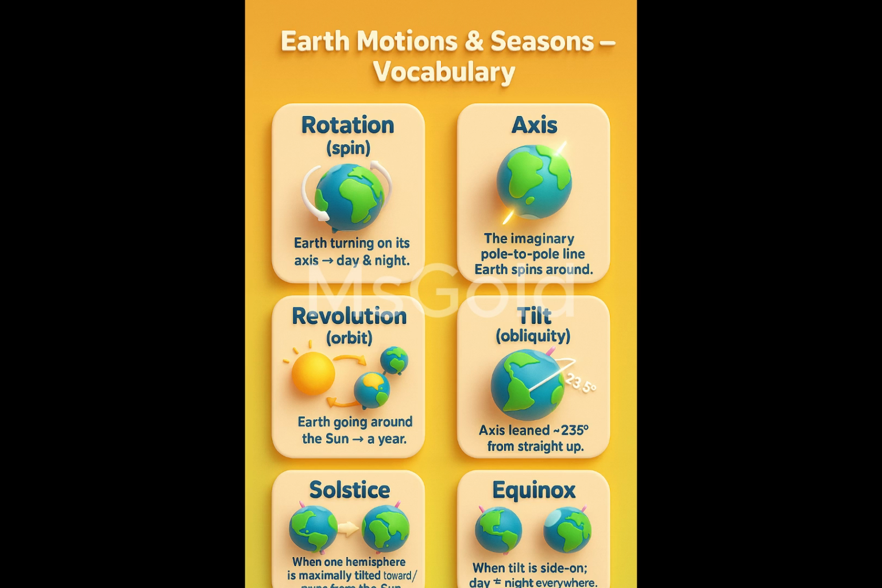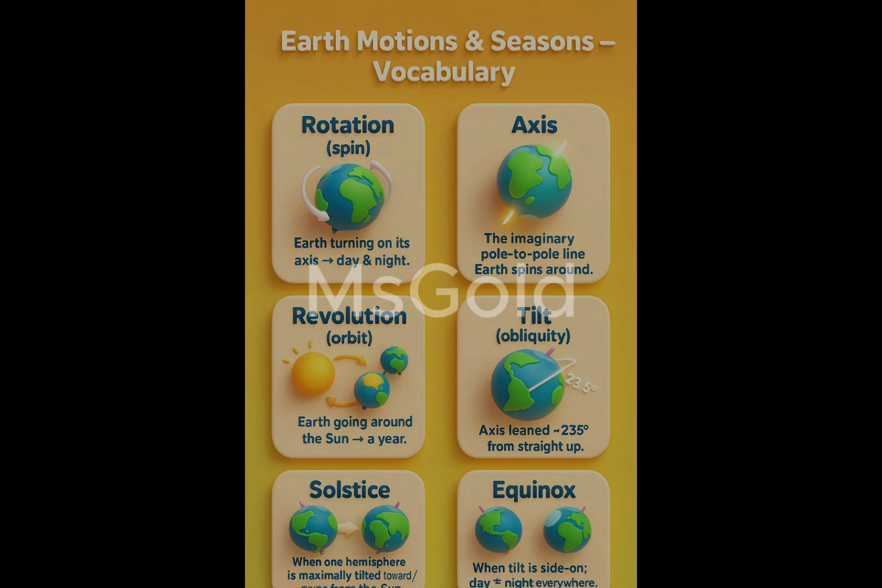Now let's look at some words we might be coming across for the first time in this lesson. We have rotation, which is Earth turning on its axis. The axis is the imaginary pole-to-pole line Earth spins around. We have revolution, Earth going around the sun. We have tilt, the axis leaning approximately 23.5 degrees from the midline. We have solstice, when a hemisphere is maximally tilted towards or away from the sun. And we have equinox, when the tilt is side on, that is when day and night are equal everywhere.